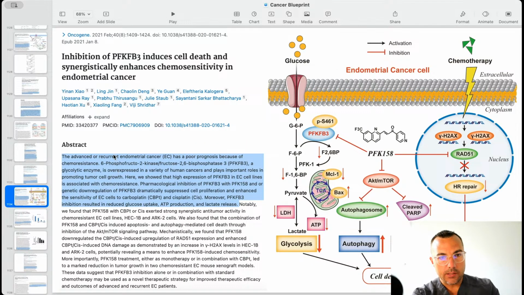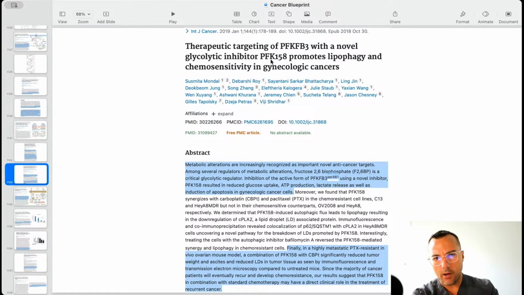All right, the next paper was published in February of 2021, also talking about PFK158 again. It says, "Inhibition of PFKFB3 induces cell death and synergistically enhances chemosensitivity in endometrial cancer." The last paper was talking about PFKFB3 in GYN cancers, but then it specifically talked about a case of paclitaxel-resistant ovarian cancer and how PFK158 had a synergistic role with carboplatin, a standard of care medication.